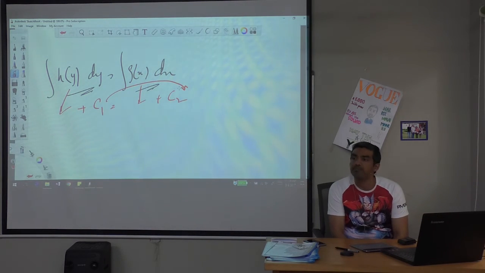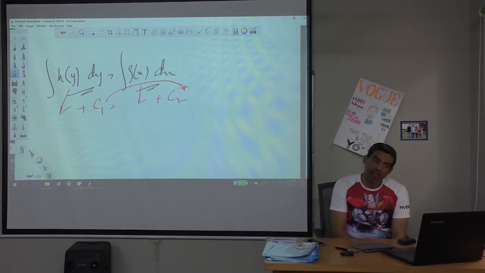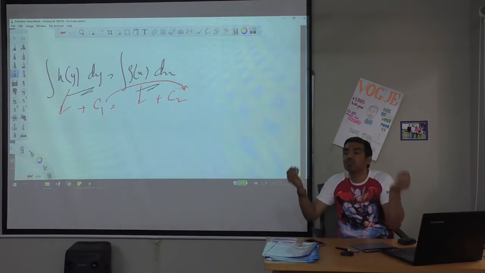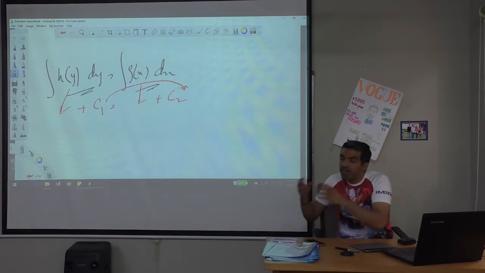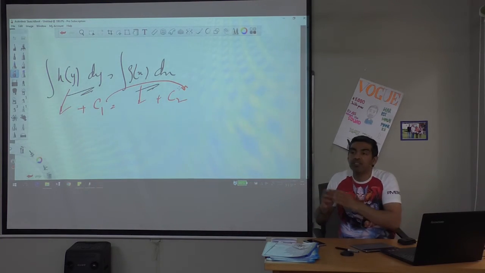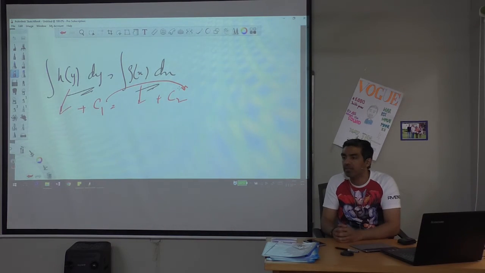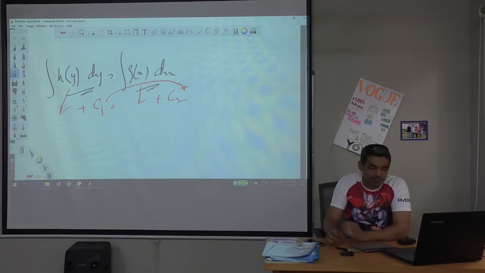No. At the end, even if you get two separate C's, they will combine to form one C, and ultimately you will end up with one C. So rather just have one C and then find that C using the given values, rather than finding two C's. Okay.